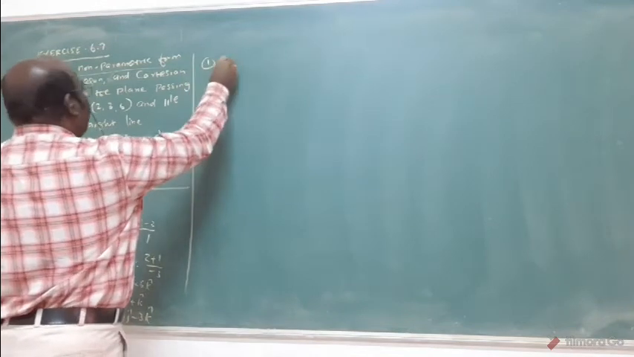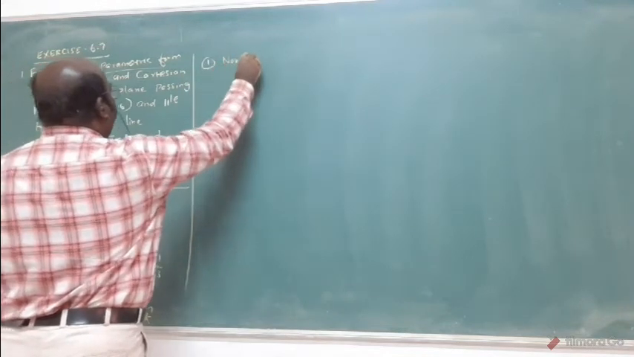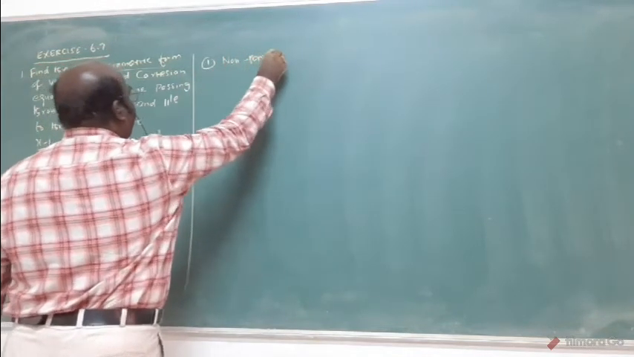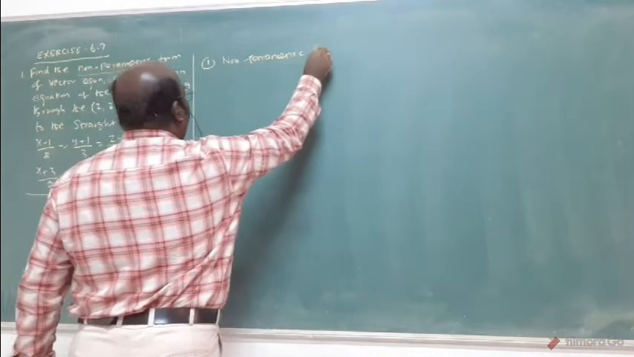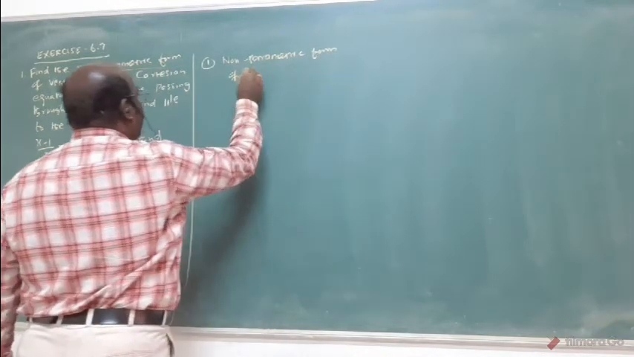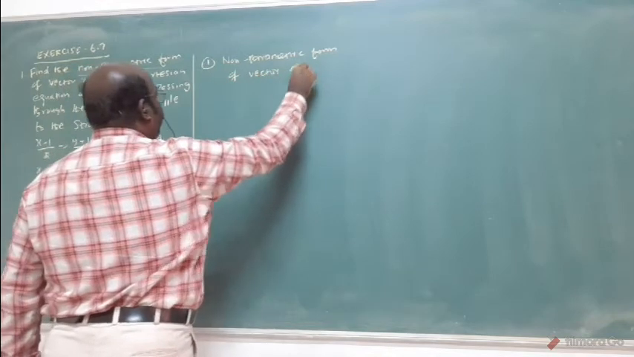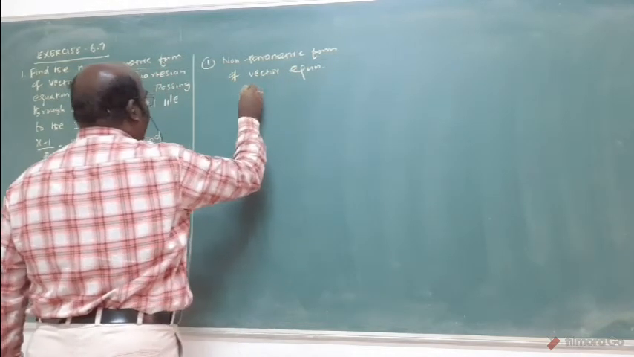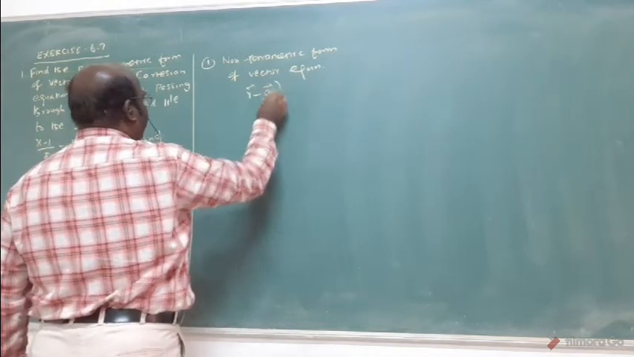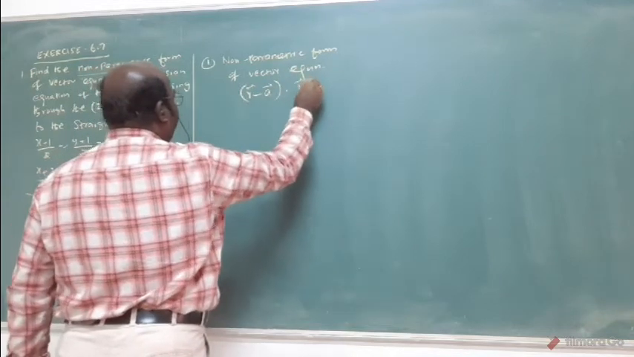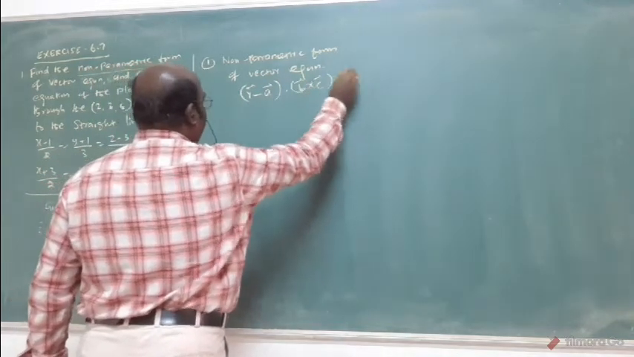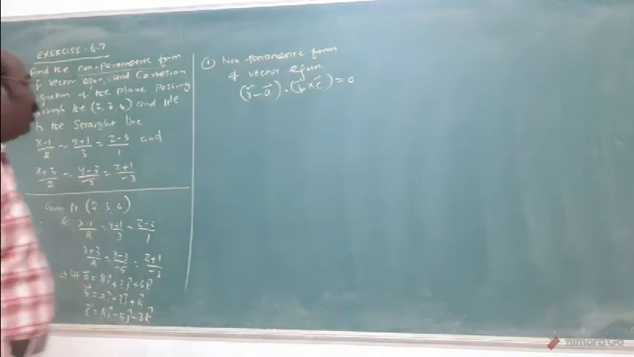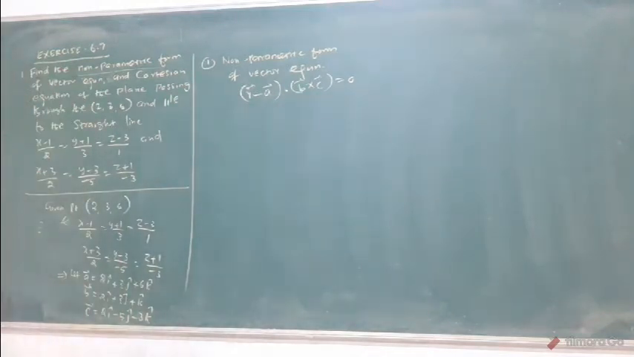Now write the formula for the non-parametric form of the vector equation. What is the formula? (r vector minus a vector) dot (b cross c) equals 0 is the formula. One point, two vectors. That's why the formula is (r minus a) dot (b cross c).